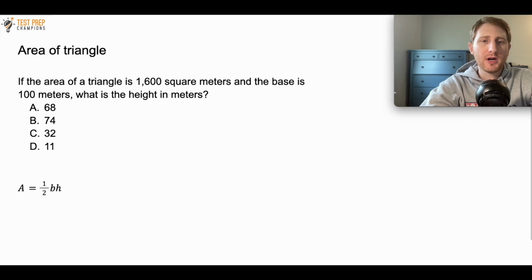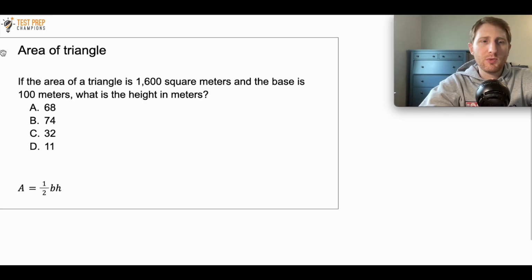If the area of a triangle is 1,600 square meters and the base is 100 meters, what is the height in meters? Is the answer A, B, C, or D? Now, just to save you some time, I put the formula for the area of a triangle right here. And on the real test, you'll want to go to the formula sheet and you'll want to pick out this formula. But to save time, I've just given it to you here. So let me give you a chance now if you'd like to pause the video, try to figure this out, take all the time you need. Then whenever you're ready, just unpause the video and we'll go over it.